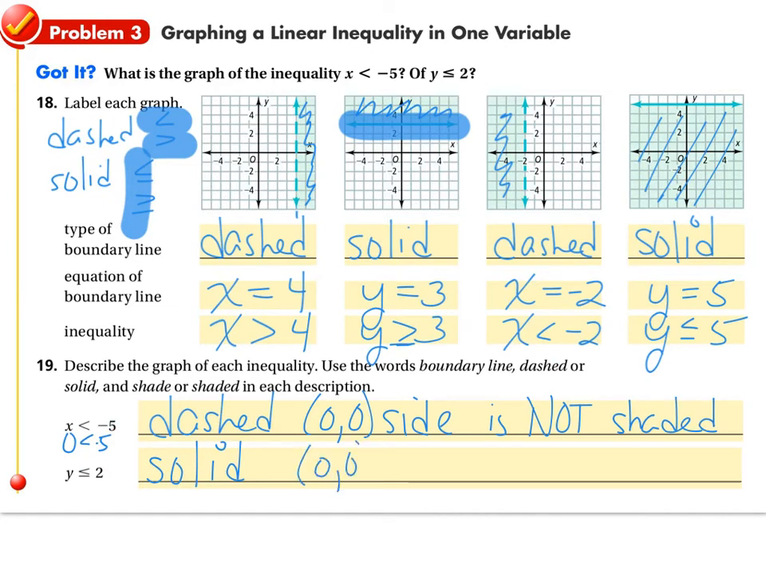In the next one, we'd put in 0, 0. Y value is 0, less than or equal to 2. That is a true statement. So that means the side with the point 0, 0 is shaded.